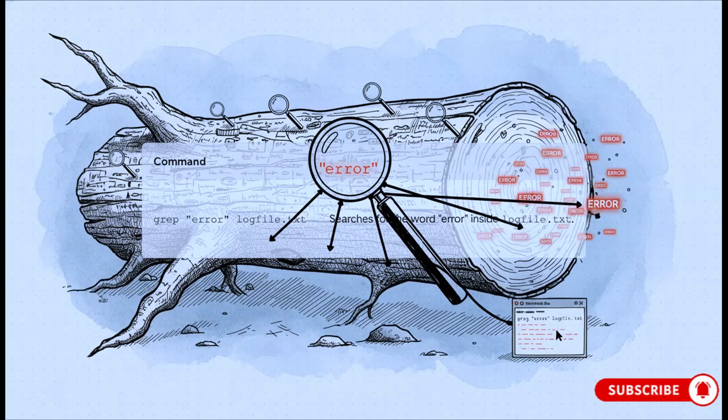Imagine you've got a massive log file, maybe thousands and thousands of lines long, and you need to find every single line that contains the word error. With grep, it's just one simple command. This is a total game changer for debugging code or analyzing data.